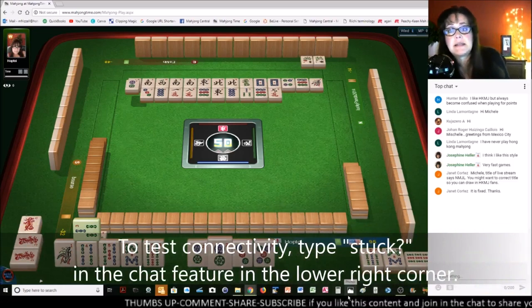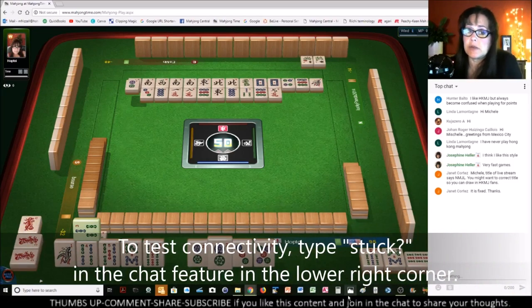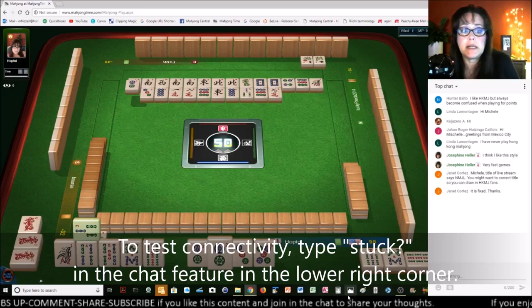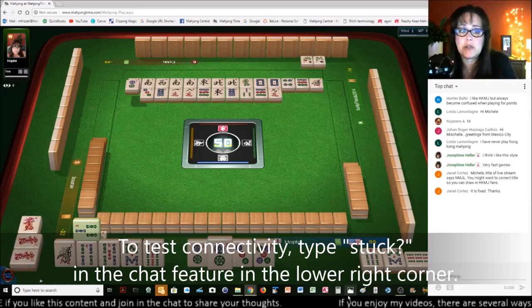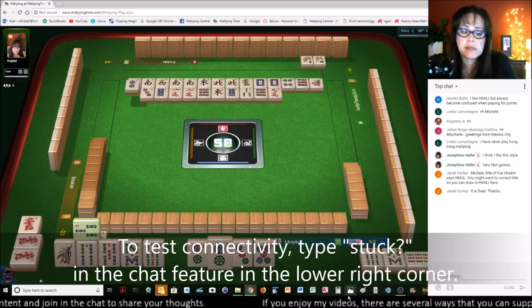Okay, we're stuck again. Connectivity issues. There are storms in my area tonight, so it might be because of that. I don't know. The game will catch up with us here in a minute.